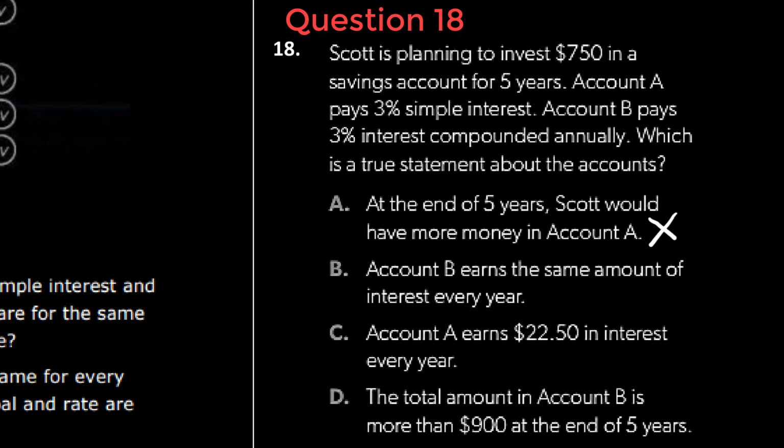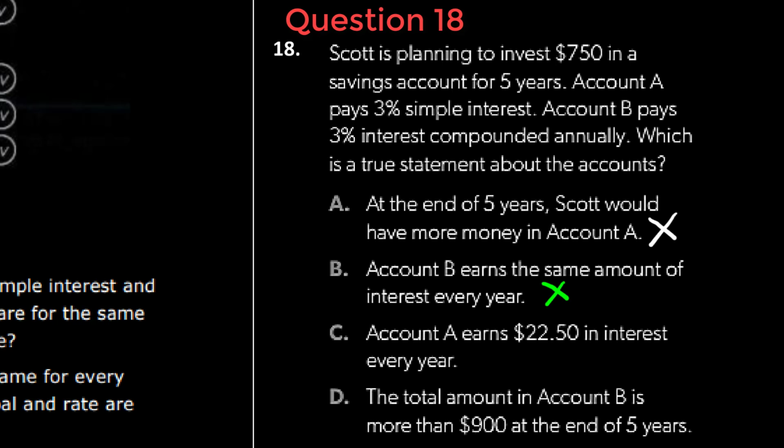B says account B earns the same amount of interest every year. This happens when the account has simple interest, and in account B we have compound interest, so this is not true either. C says account A earns $22.50 in interest every year.